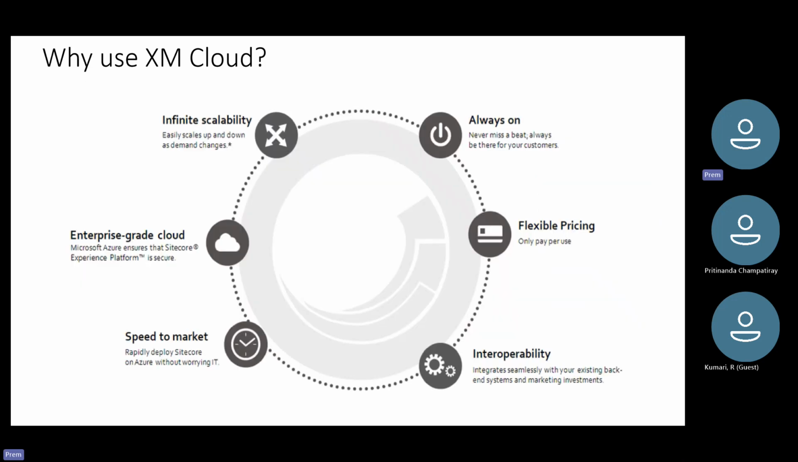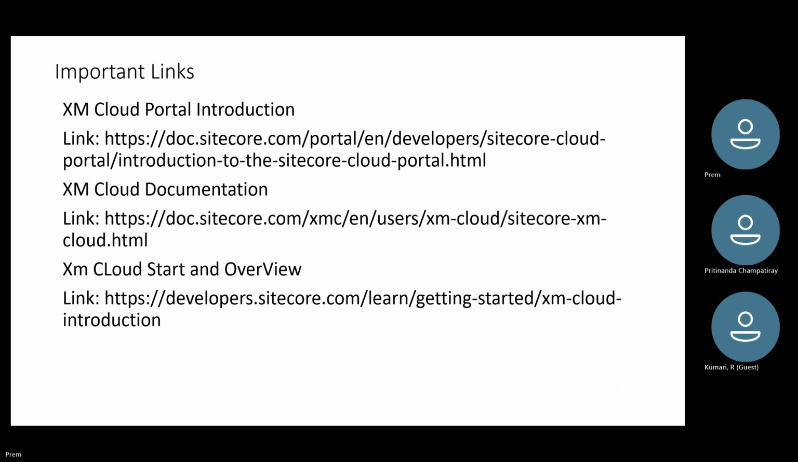So we'll see that. Again, why do we use it? It's an enterprise grade cloud. It is speed to market. We can make things faster, because when we are developing a website or application, development time and deployment time are also considered. So XM Cloud makes development and deployment easier.